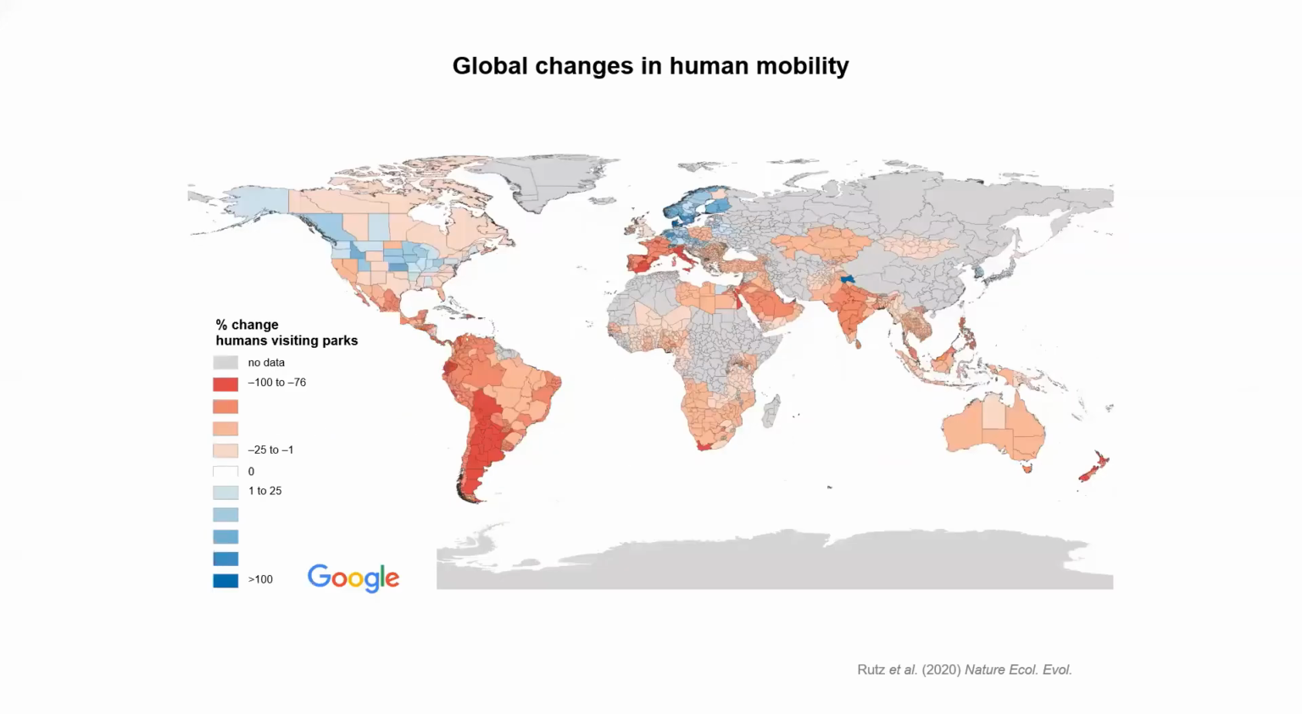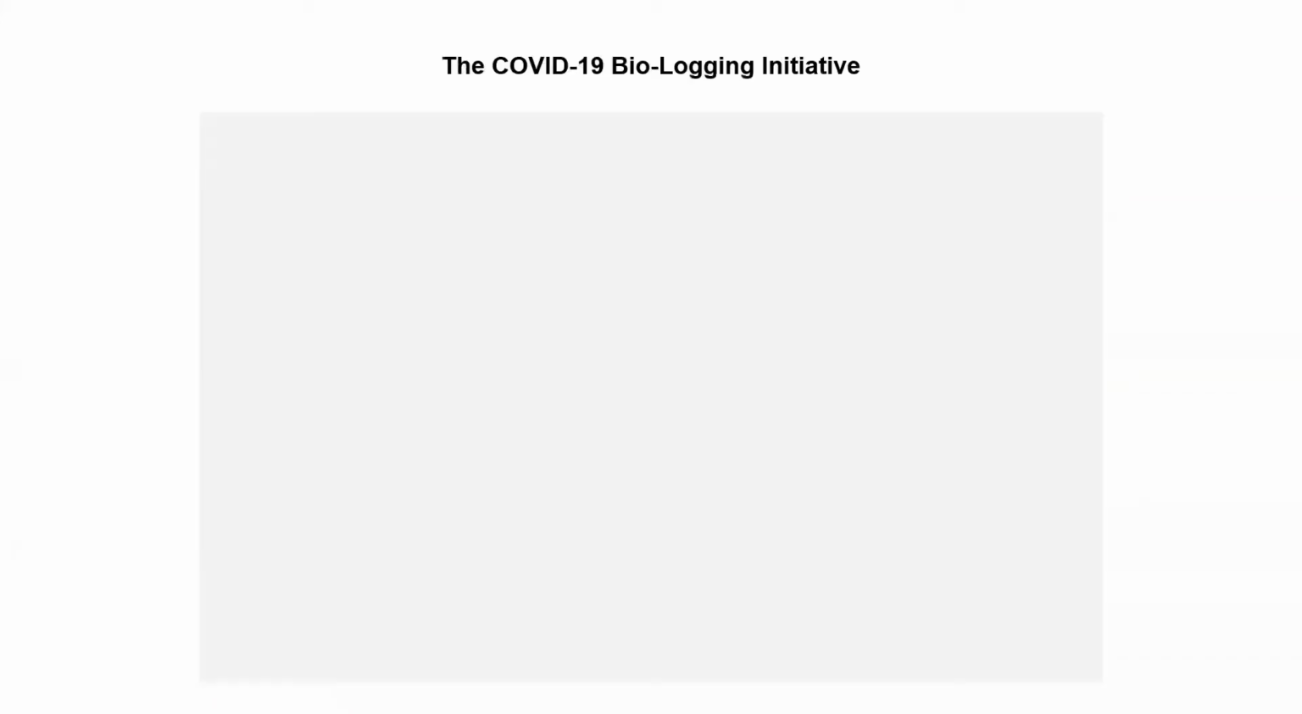We also had a look at the release of the first Google mobility reports that indicated changes in human mobility. We've plotted here the percentage change in humans visiting parks. And what you see here is a lot of red, which means drastic reductions in human mobility, but also some blue. So in some areas, there were actually increases in humans visiting parks. And it's these different kinds of responses that provided the perfect opportunity to examine how animals respond to these kinds of changes in human mobility.